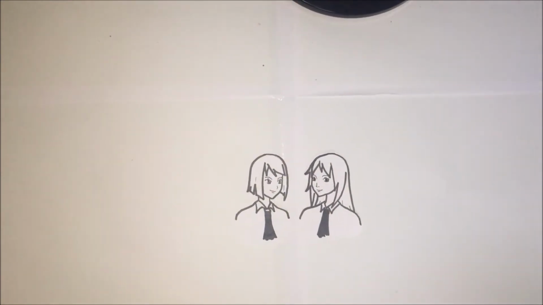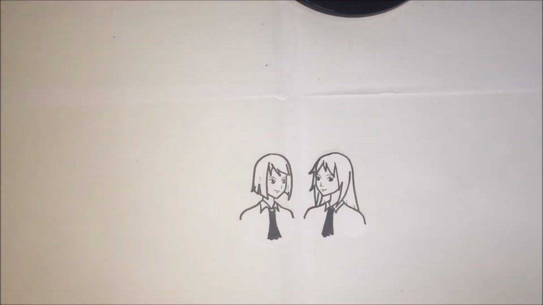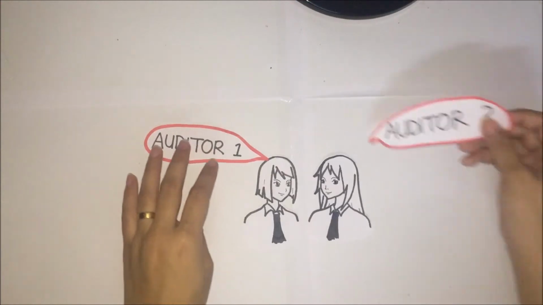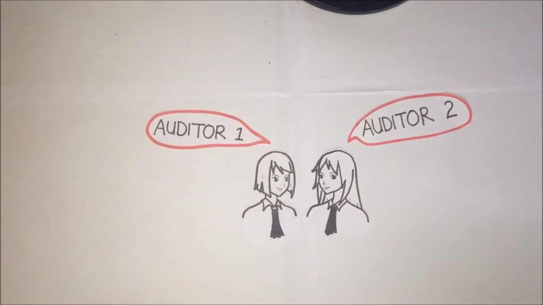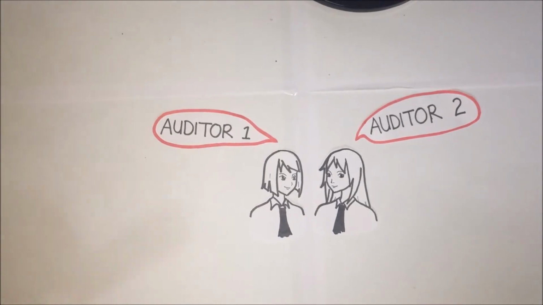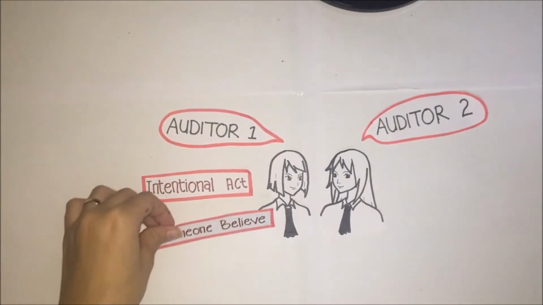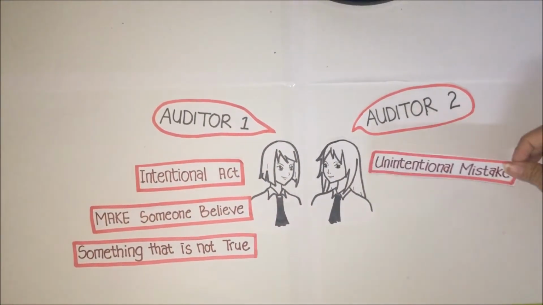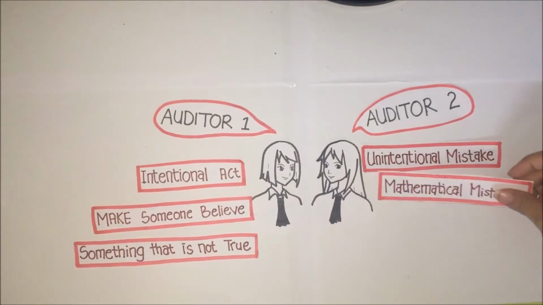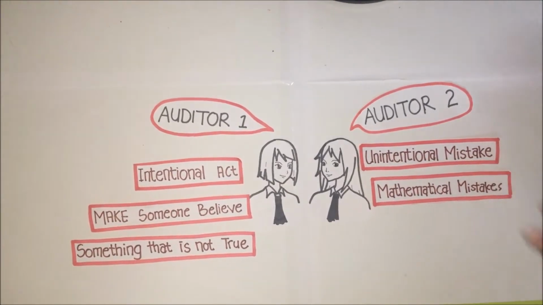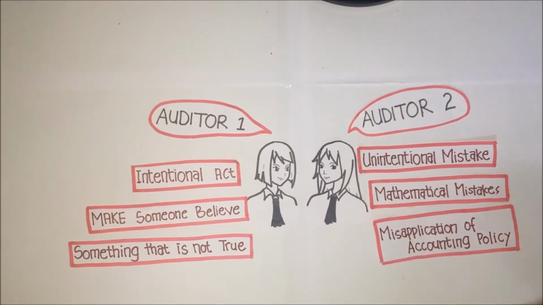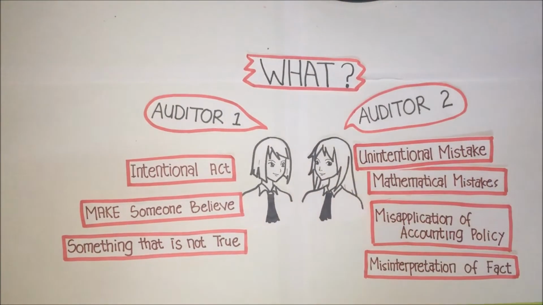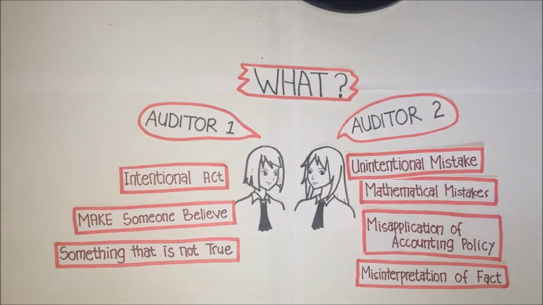Now, before we start, I want to give you some idea of what is fraud and error. Now, this is Auditor 1 and this is Auditor 2. Okay, for Auditor 1, she made intentional act to make someone believe on something that is not true. While Auditor 2, she made unintentional mistakes in financial statements such as mathematical mistake, misinterpretation of facts, and misapplication of accounting policy. Now, between these two, which one is fraud and which one is error?